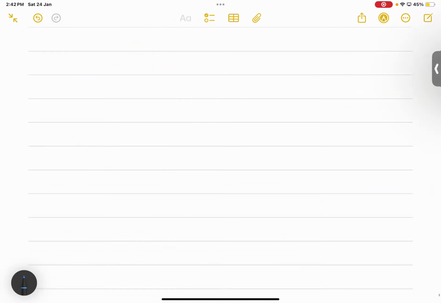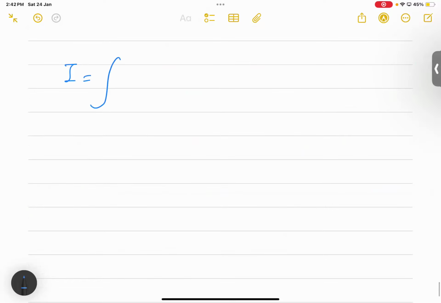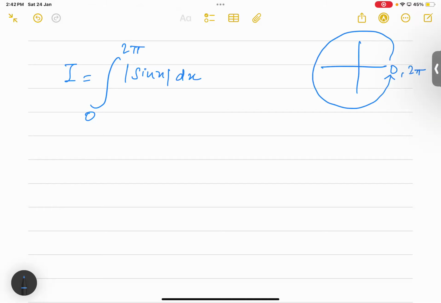Okay. So the next question: integral from 0 to 2 pi of modulus of sin x dx. Now modulus is not for x. It is for the entire trigonometric function, because inside the modulus there is the trigonometric function. Now let us understand this particular upper limit to lower limit. The entire domain we will understand. 0 to 2 pi, one complete round.